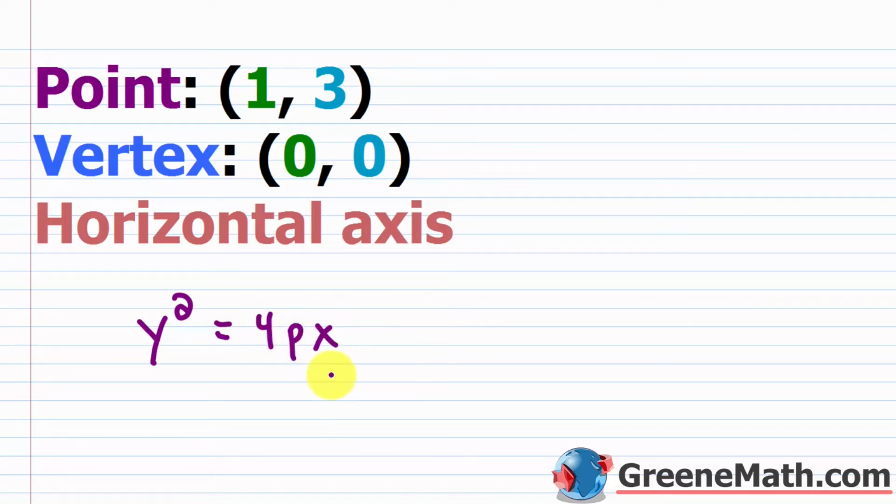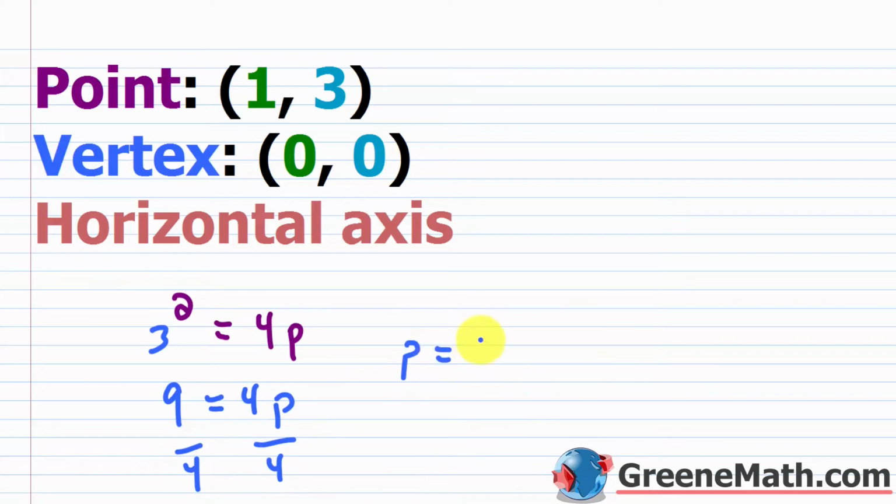Okay, just plug in the point. So I plug in a 3 for y and a 1 for x. So you can just get rid of it, right? 3 squared is 9, so 9 equals 4p. Divide both sides by 4, and you get that p is equal to 9/4.